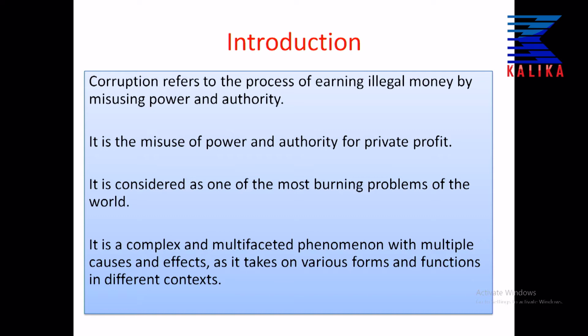So, let us talk about some of the forms of corruption. Corruption can take place in different forms, like bribery, which is one example. Bribery is the process of taking money for doing some work. Similarly, there come nepotism, favoritism, embezzlement, and forgery. These are the different types of corruption which are prevalent in our society.